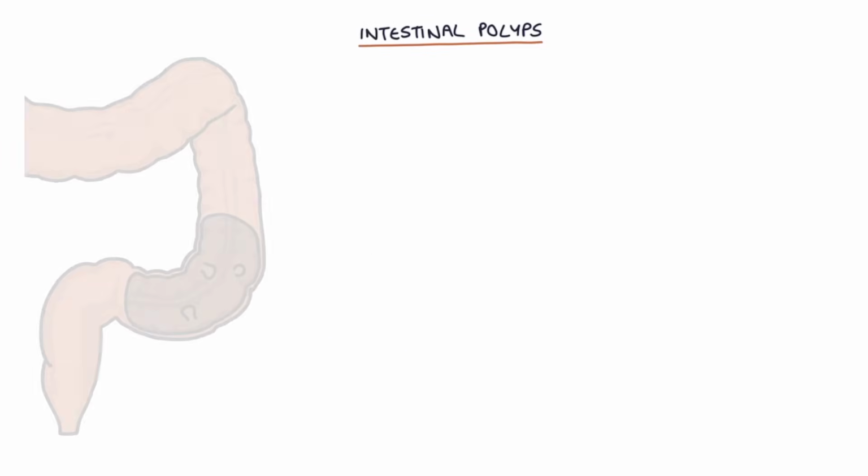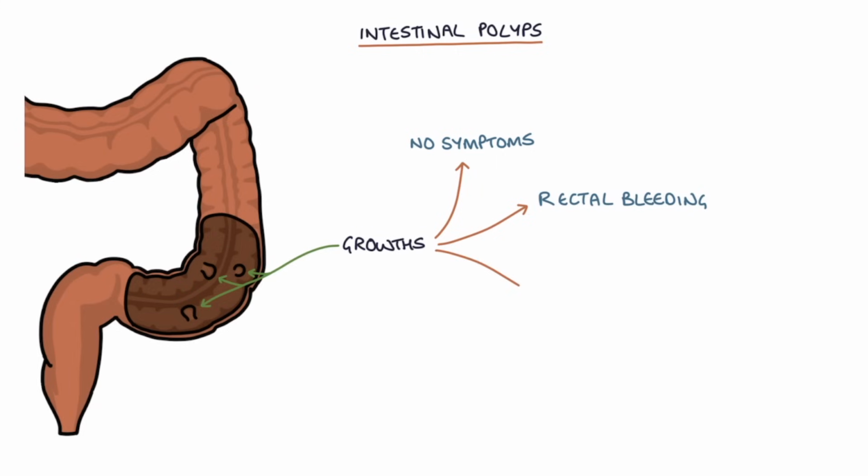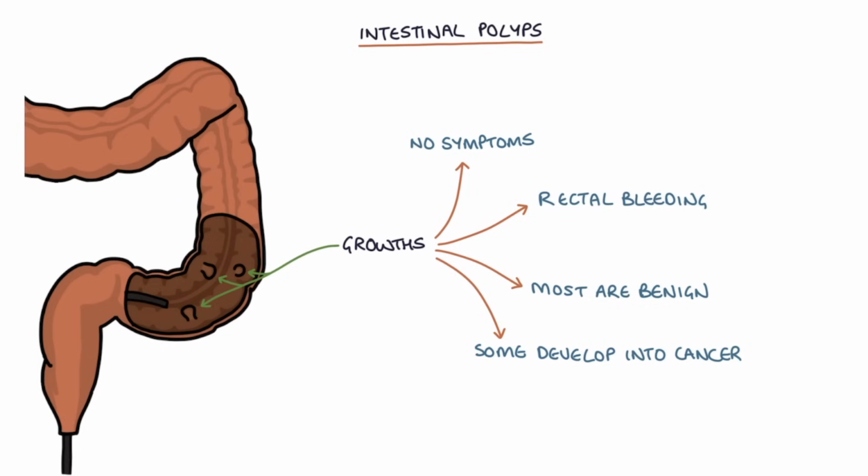Next, let's talk about intestinal polyps. Intestinal polyps are growths of the lining of the bowel. They usually do not cause any symptoms, but they may cause rectal bleeding. Most polyps are benign, but some develop into cancer. They can be diagnosed and removed during a colonoscopy procedure.